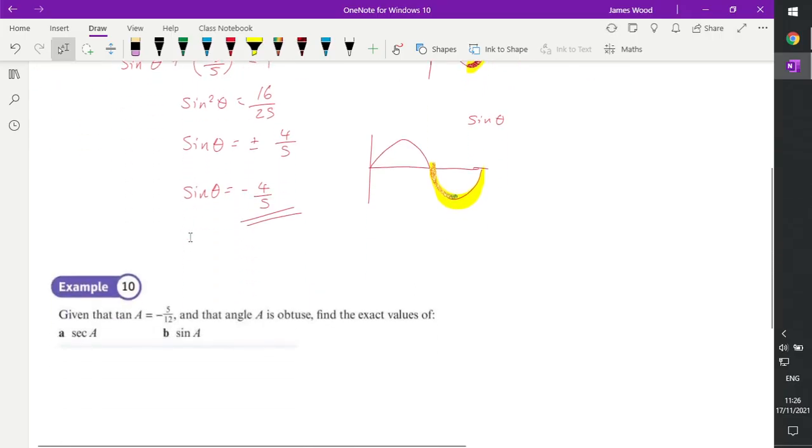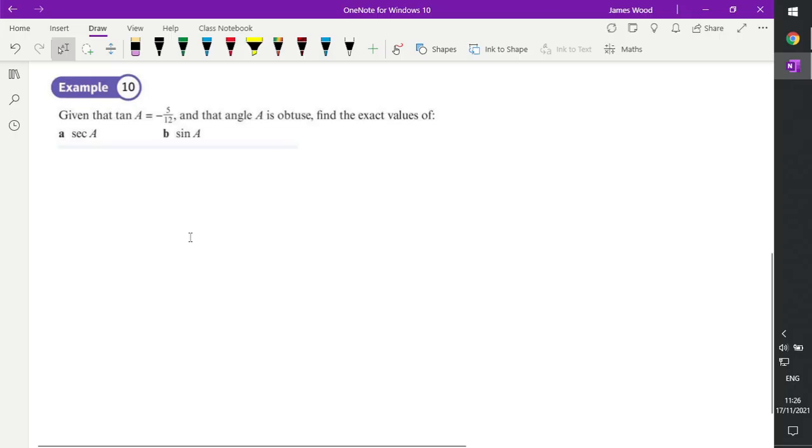Now what we're going to do is look at the same sort of question, but using some of our new identities. So here we're told that tan A is negative 5/12 and A is obtuse. So obtuse means the angle is bigger than 90, but less than 180. If it's less than 90, it would be acute. And if it's between 90 and 180, it's obtuse. And if it's bigger than 180, then it's reflex. Find out the values of sec A and sine A.